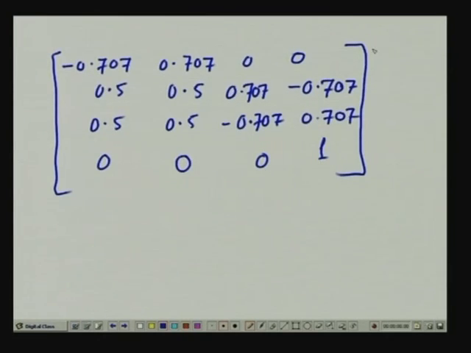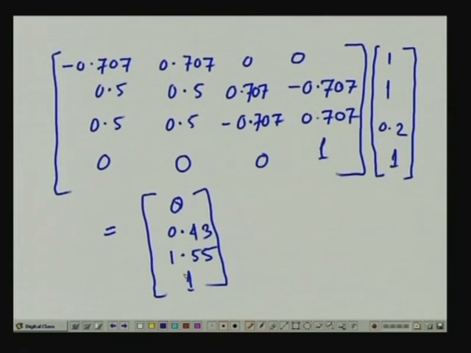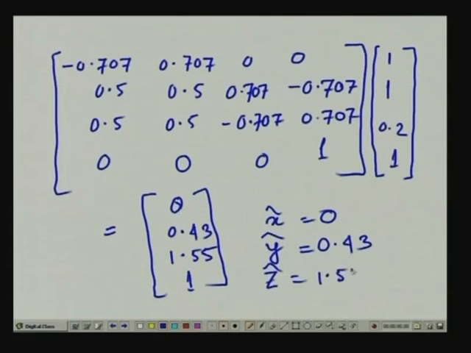So, if I apply this transformation to my original 3D world coordinates, which was 1, 1, 0.2, then 1, what I get is the coordinates of the point as observed by the camera. So, if you compute this, you will find that this will come in the form 0, 0.43, 1.55 and then 1, again in the unified form. So, the corresponding Cartesian coordinates will be given by x hat equal to 0, y hat equal to 0.43 and z hat equal to 1.55. So, these are the coordinates for the same 3D point as seen by the camera.